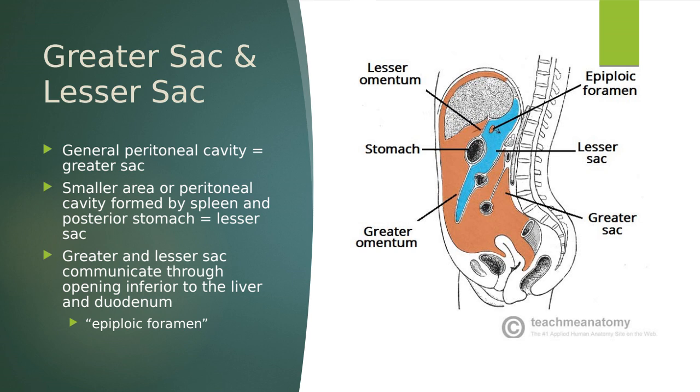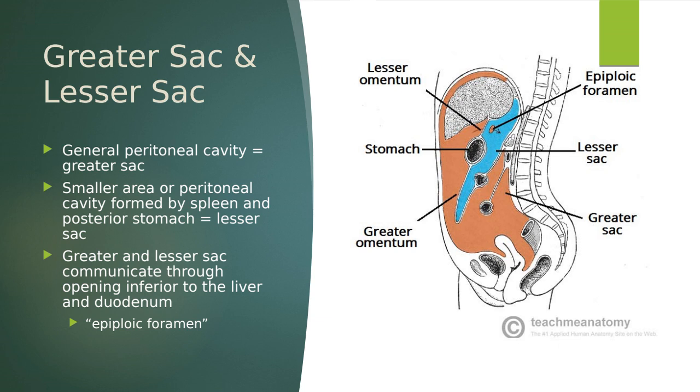So we're going to have this specific area, like in the previous slide, we were talking about how we have that yellow space. That's our peritoneal cavity. That's kind of where everything else is going to be situated. We're going to have that general peritoneal cavity that we're going to reference as our greater sac. It's going to be the greater portion of that peritoneal cavity.